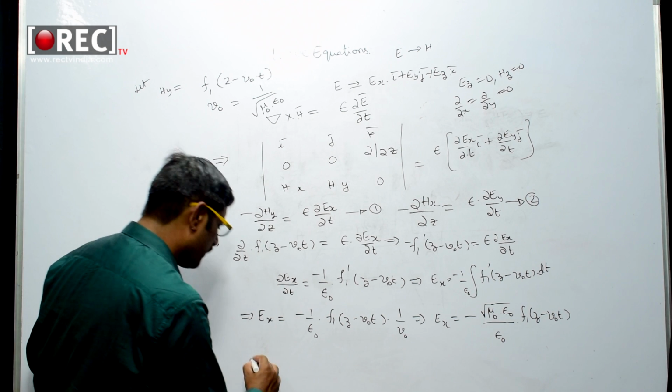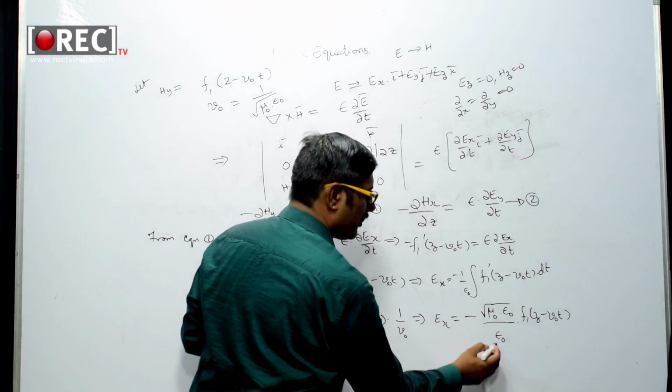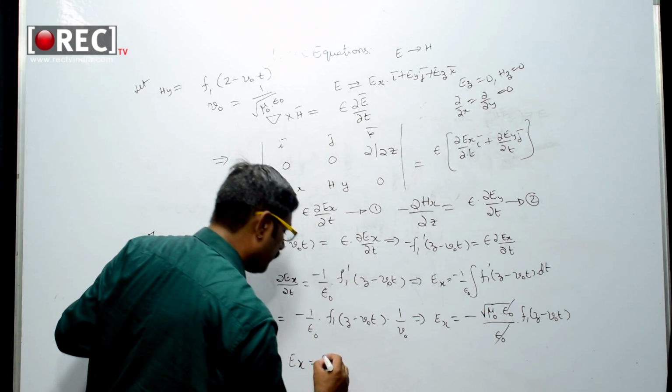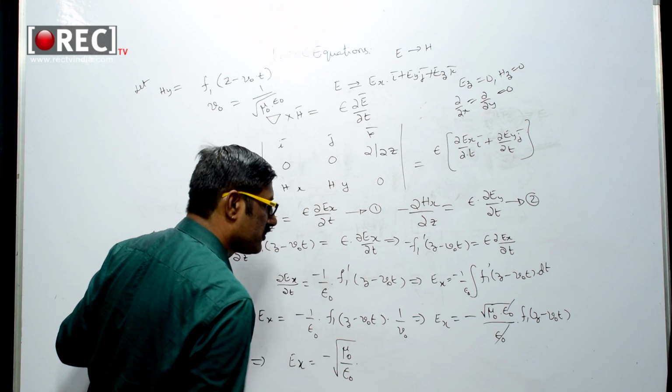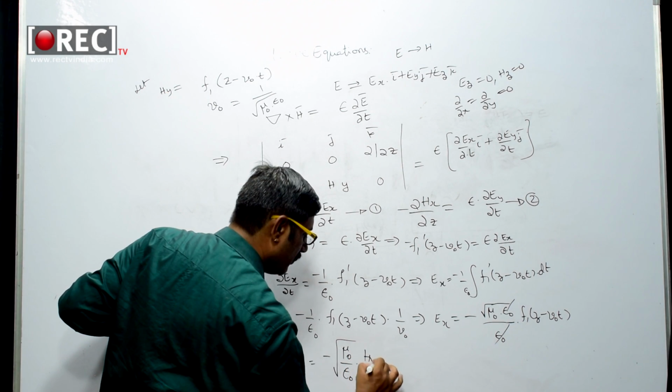Now from this equation I can write Ex is equal to minus square root of mu naught by epsilon naught, the epsilon naught will be cancelling, into f1, which is nothing but H1. You got this equation number 3.